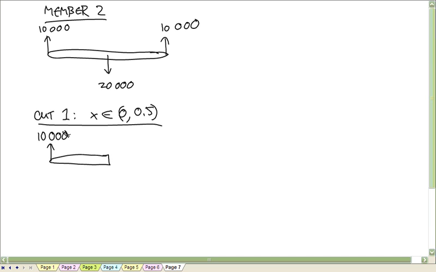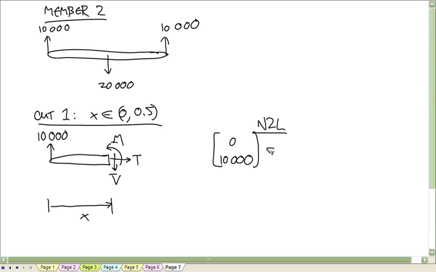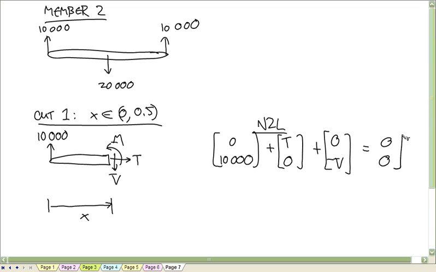So you have the 10,000 Newton force up, and then you have tension, shear force, and bending moment. And this distance is x. So Newton's second law is 0, 10,000 plus T, 0 plus 0, negative V is equal to zeros.